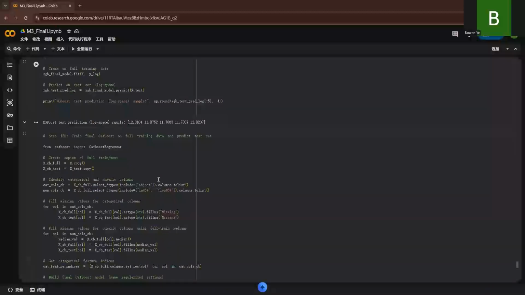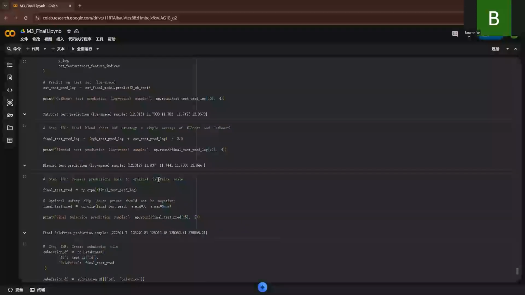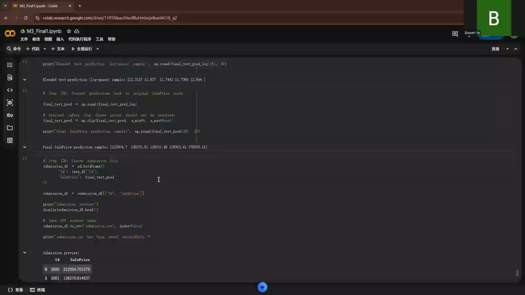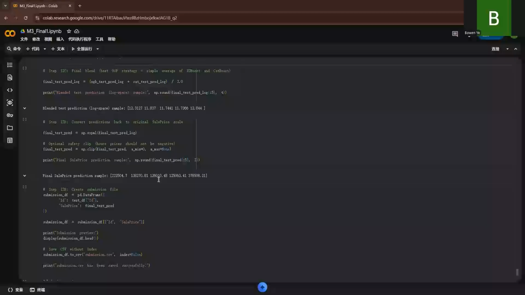The final model was retrained using the full training dataset. Predictions for the test dataset were generated using the same preprocessing pipeline. Log predictions were converted back into original sale prices. Finally, results were exported into the submission file required for evaluation.